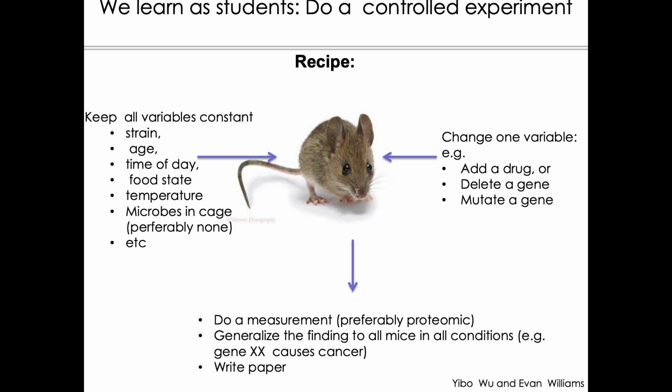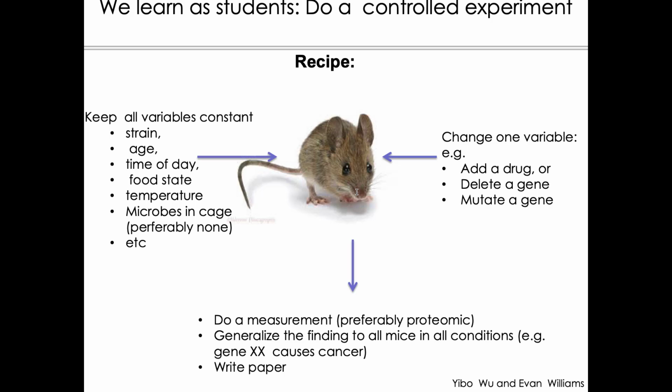And then you would introduce one change. For instance, add a drug to the mouse, or delete the gene, or mutate the gene, and then see what happens. And then you would do a measurement, and you will observe something, and generally, this is now the dangerous part, you generalize the finding, and you would write a paper and say, if I delete this particular gene or add this particular drug, in the species mouse, this effect has been observed.